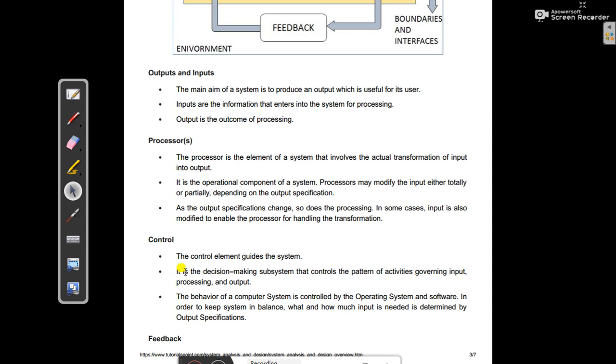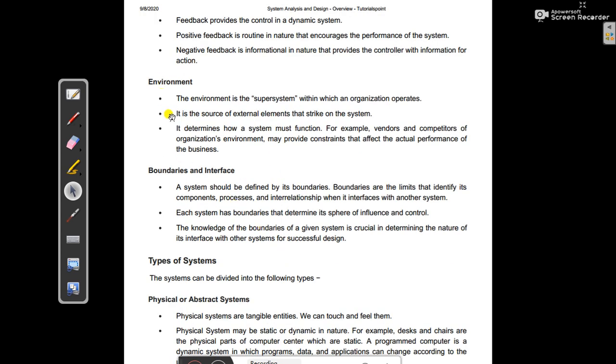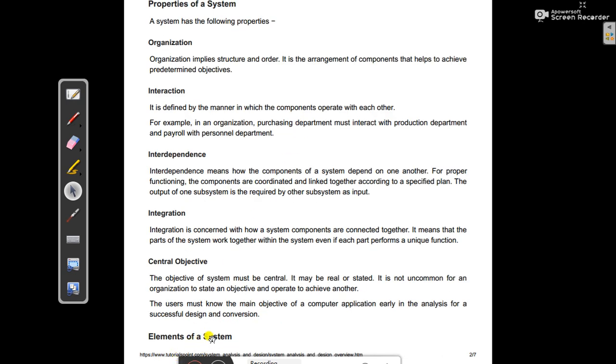Like here, one example is a decision making subsystem that controls the pattern of activities governing input, processing and output. So that control system will control everything. It will control how the components are connected, how there should be interdependencies among the system, how they are integrated, and what the relationships should be, how the relationship will be connected with different components. That is the main part. A few more elements are environment, boundaries and interface. These are the required elements of a system.